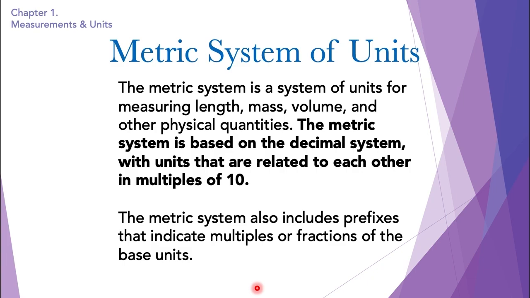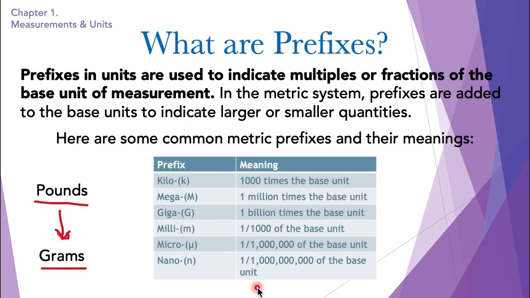Now let's understand what we're trying to talk about here. To understand the metric system of units, we have to understand prefixes. So what are prefixes? Prefixes in units are used to indicate multiples or fractions of the base unit of measurement. So in the metric system, prefixes are added to the base units to indicate larger or smaller quantities. So here are some common metric prefixes and their meanings. Prefixes are basically added to the base units to indicate smaller quantities or larger quantities.